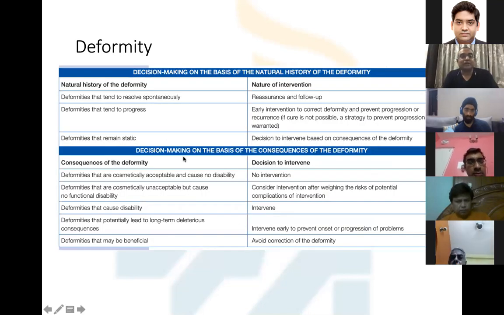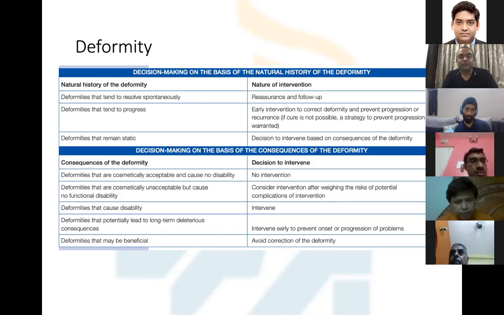So basically, when it comes to a deformity, and even in your examination sitting, when you are able to provide the diagnosis, you would very commonly be asked the question: how do you decide? So the treatment, the decision making, is based on two important things. One is the natural history of this deformity. Now, if this deformity tends to resolve spontaneously, then you have to reassure and follow up these cases. If this deformity tends to progress, then you have to suggest early intervention to correct the deformity.